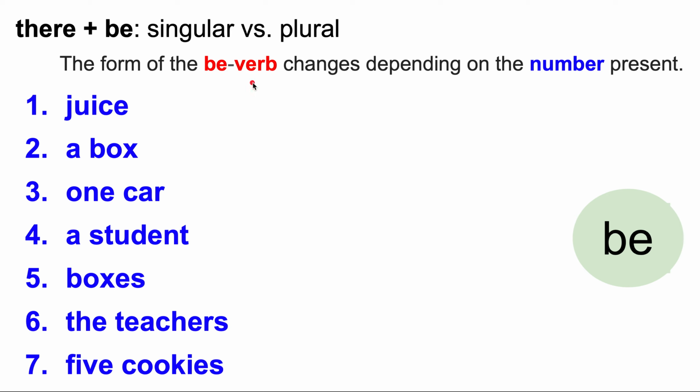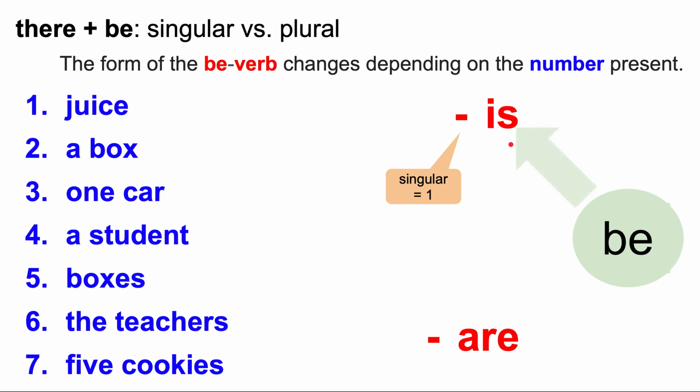Let's look now at the form of the be verb and how it changes depending on the number of the subject present. The be verb in this instance has two forms, is and are. We use is for singular, that means one, when only one subject is present. And we use are for plurals, that is when two or more subjects are present. Let's look at some examples.